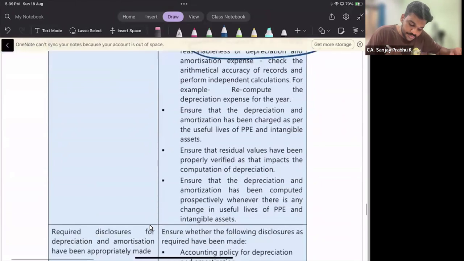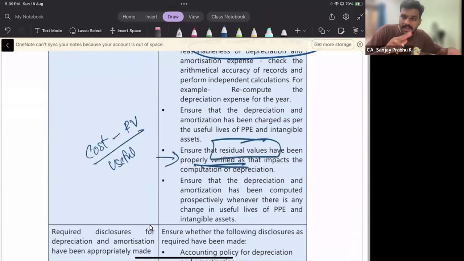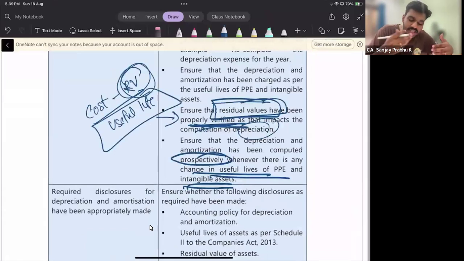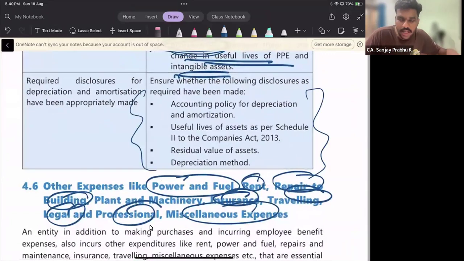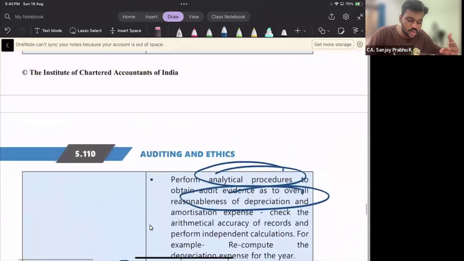As said, residual values have to be proper. Depreciation is cost minus residual value divided by useful life, so residual value is very important. Ensure that the residual values are proper. Ensure that the depreciation and amortization have been computed prospectively whenever there is a change in the useful life of PPE or an intangible asset. Whenever there is a change in the useful life, the depreciation amount will change, so we have to see whether such depreciation has been computed prospectively. Then, obviously, Schedule 3. Check whether the amounts have been shown correctly as per Schedule 3. So these are the basic things you have to see for depreciation.